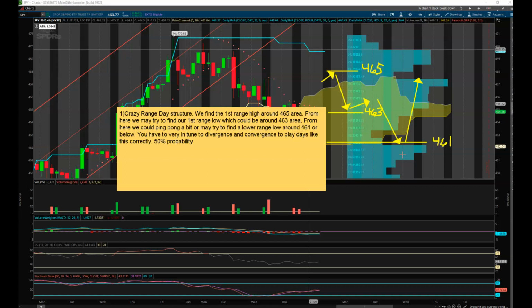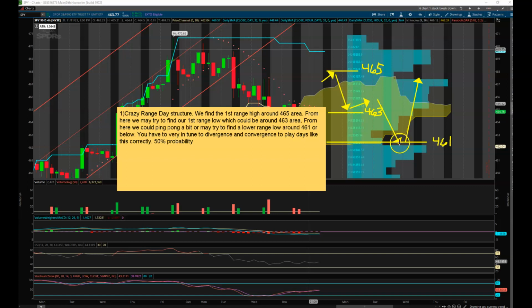And the reason that there's not a specific level that I can point to at this point is because that 461 area is where hedge funds and all the big market makers have drawn that line in the sand as far as risk. Anything below this point, we're off script. And the market makers and hedge funds have to start adjusting. And when they start adjusting, there is no telling where we can end up. So that 461 area is a key level to watch.